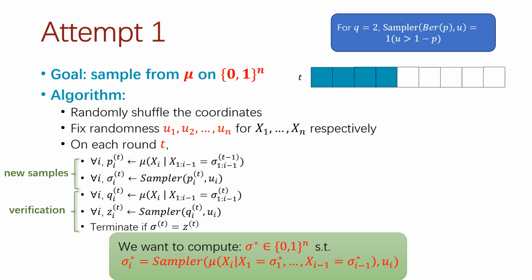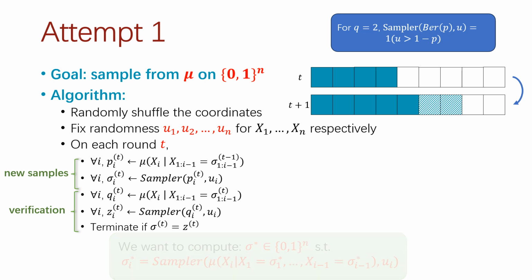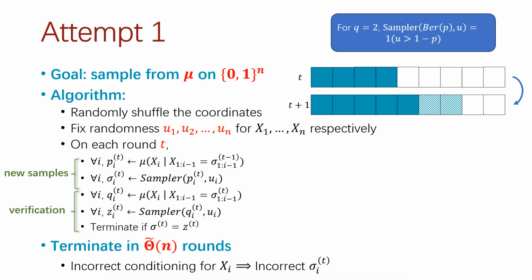Suppose at round t, the first k entries of sigma t all agree with the true sigma star, or say they all satisfy the dynamics we want. Then in round t plus 1, the first k plus 1 entries of sigma t will definitely agree with sigma star. And ideally, we want to have a longer prefix that agrees with sigma star. However, due to incorrectness of our previous samples, this couldn't be true. Technically, this could be a serious problem because it can lead to linear round complexity for this algorithm.